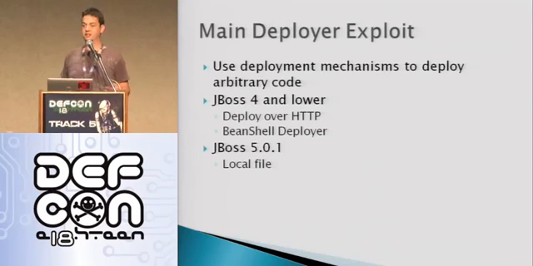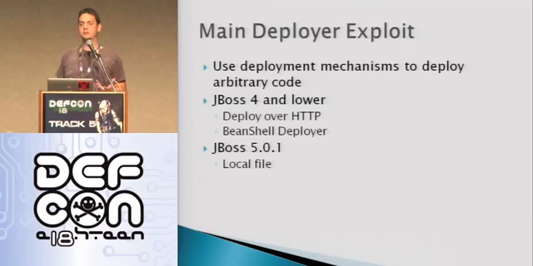And again, like I said, it's not a bug. It's part of the functionality. So JBoss 4 and lower, there's a lot of cool things you can do. You can load your arbitrary code from, again, the site that you control. There's a scripting language called Bean Shell. So if the web server cannot make an outbound connection to your host, what you can do instead is write one of these Bean Shell scripts and just have it spit out your payload to the local file system and deploy it that way.